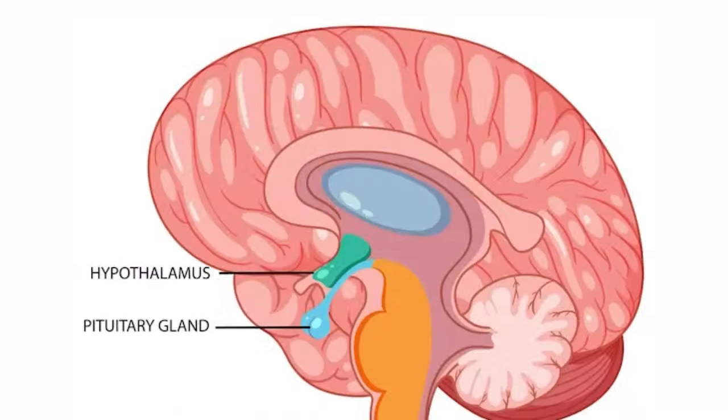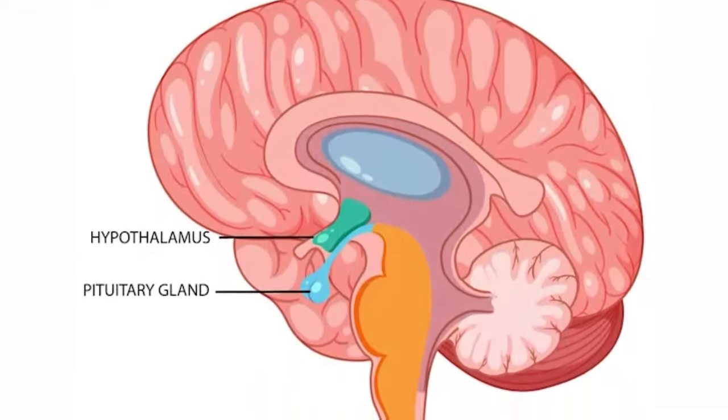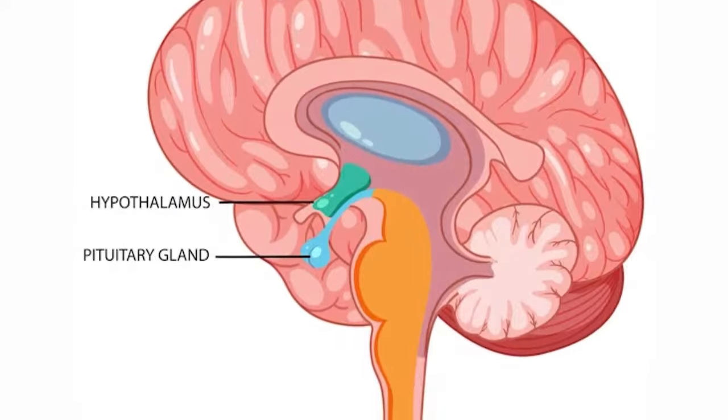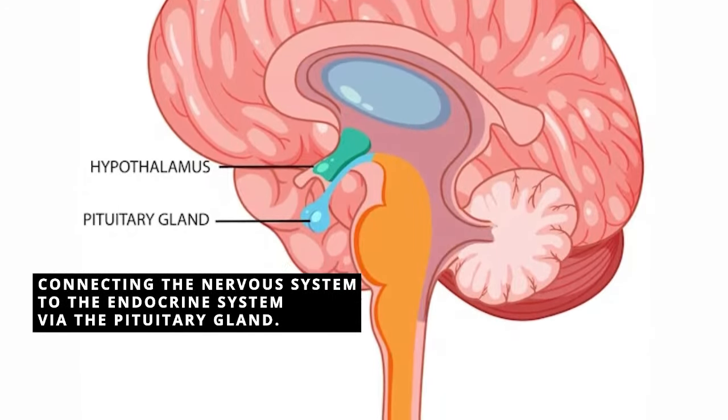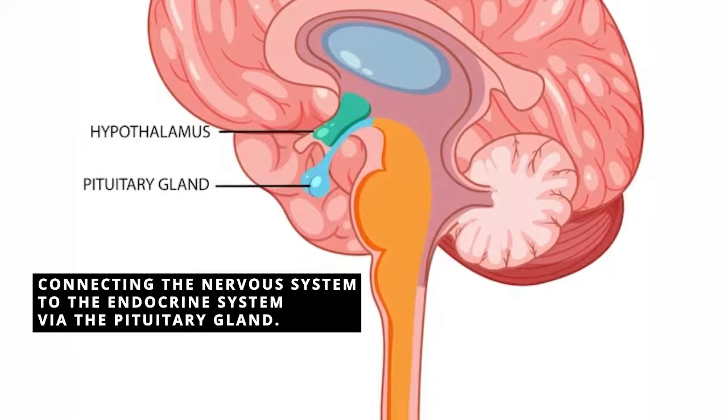Hypothalamus. The hypothalamus is a small but crucial region of the brain that plays an integral role in connecting the nervous system to the endocrine system via the pituitary gland.